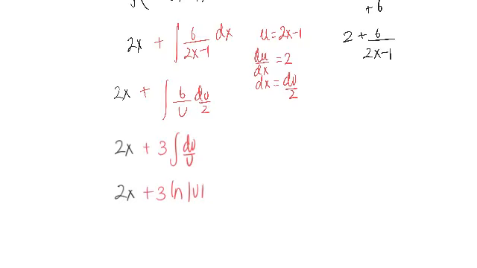And now my last step will be to put it all back in terms of x. So 2x plus 3 ln of the absolute value of 2x minus 1 plus c. This will be my answer.